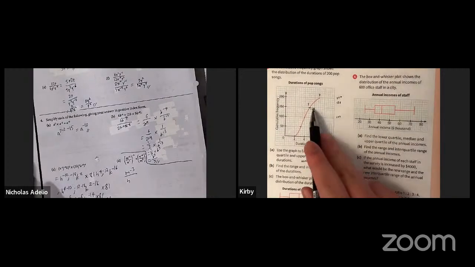Okay, Kirby, the interquartile range is very simple. It's upper minus lower. Interquartile is upper minus lower. So 5 minus 3.2.